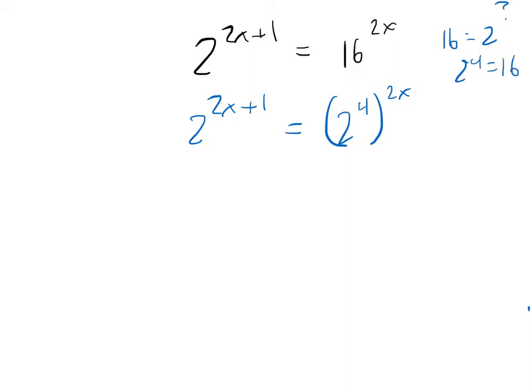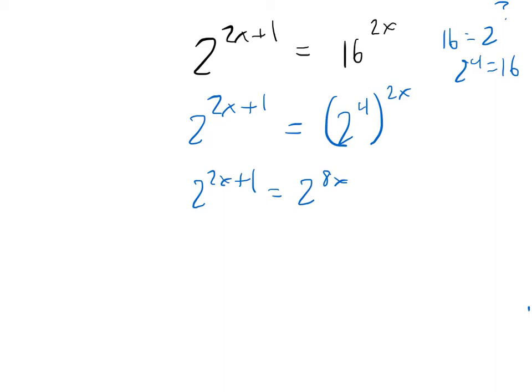And since I know that, I can just basically replace that, because it's the same exact thing. Now, I have 2 raised to the 4th raised to the 2x power. And remember that whenever we have a power raised to a power, we multiply. So I know that 2 to the 2x plus 1 equals 2 to the 8x power.